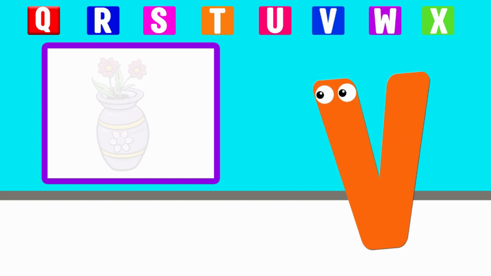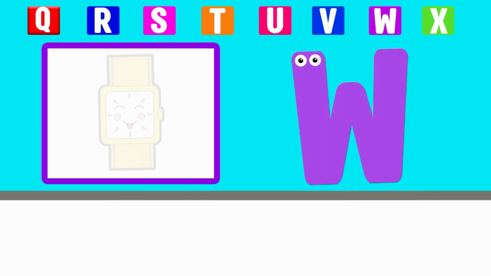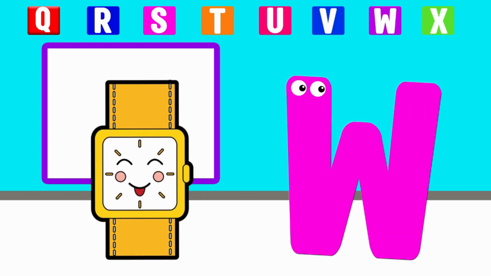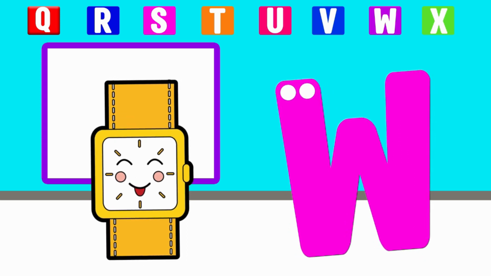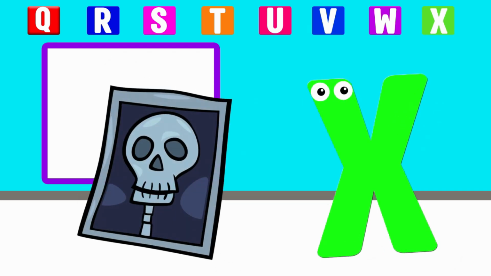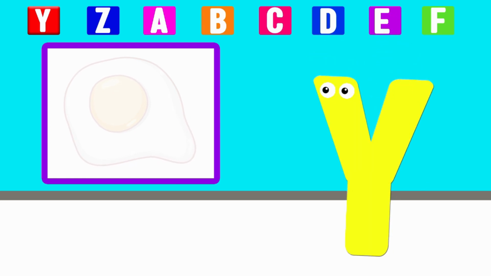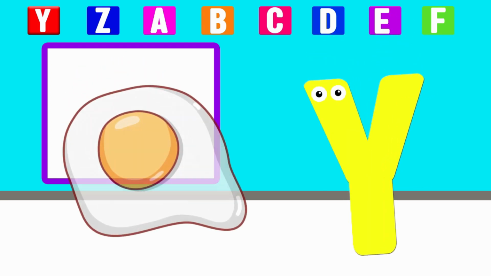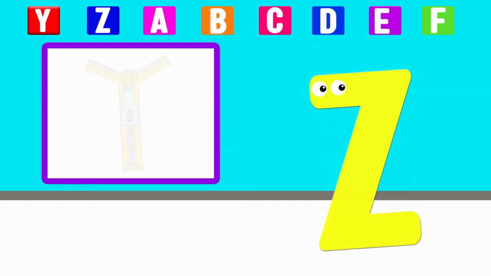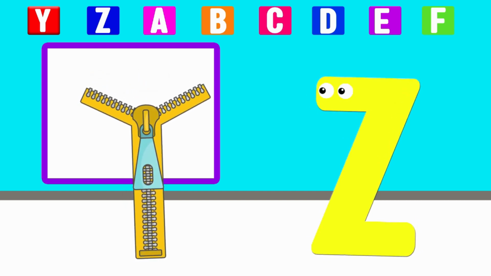V. V for vase. W. W for watch. X. X for x-ray. Y. Y for yolk. Z. Z for zipper.